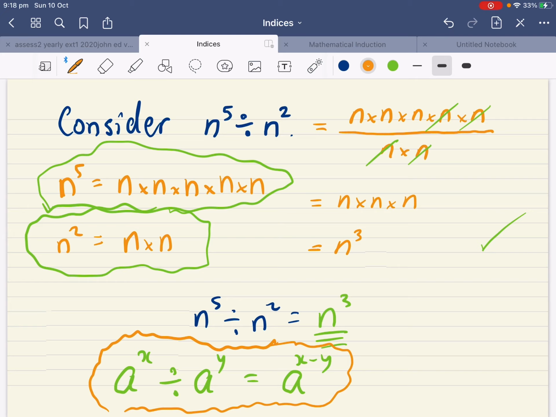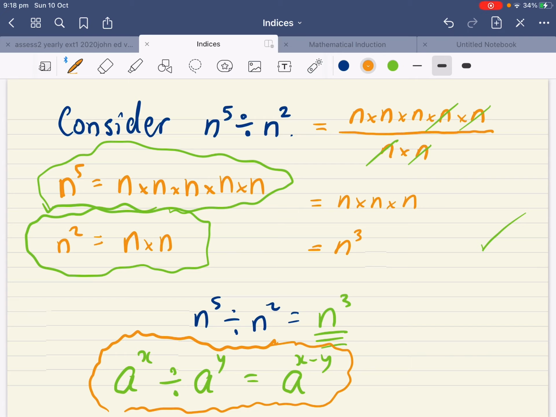All right, so I'm definitely going to get you to get this page here copied into your books as well, right? This here explains why index law number 2 works. And if you ever forget index law number 2, which I guess you probably won't, because all it is, you just minus the 2 numbers at the top.